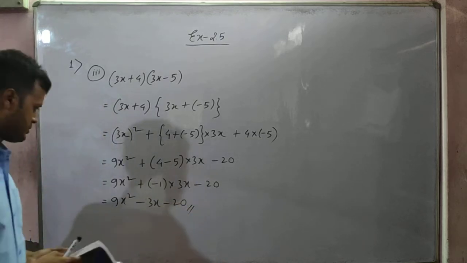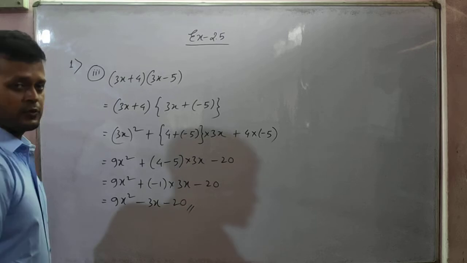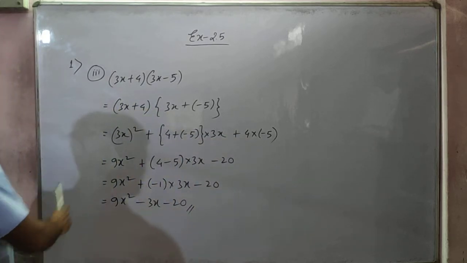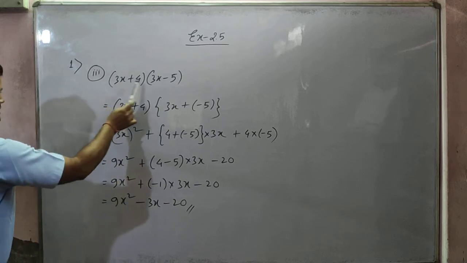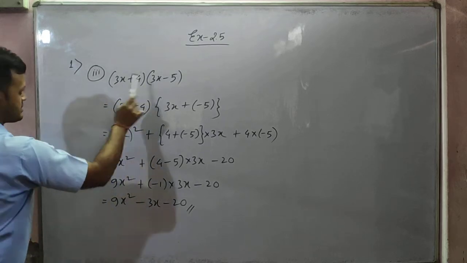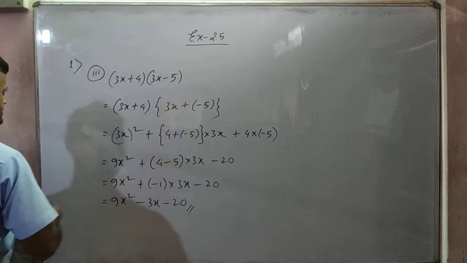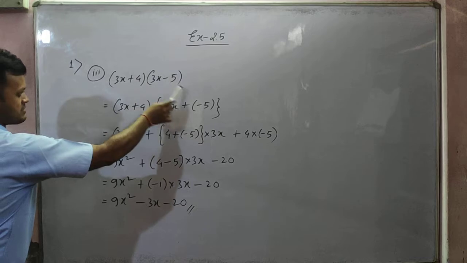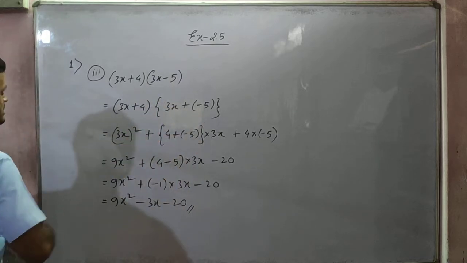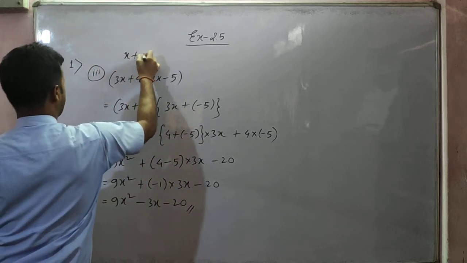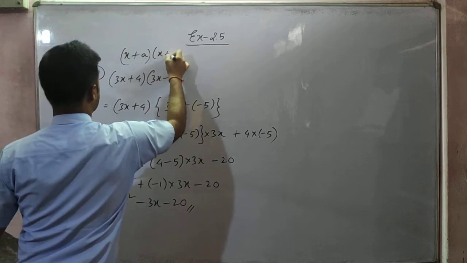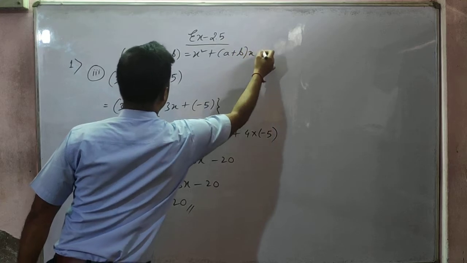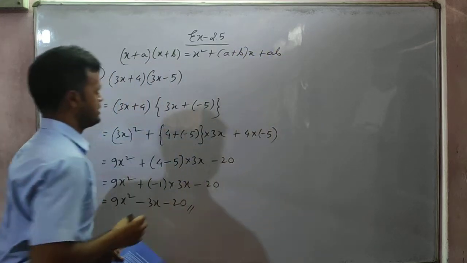Okay, so 3x plus 4 into 3x minus 5. I thought that I would write it this way: 3x and 3x is same here, and here 4 and here minus 5, isn't it? So I wrote here 3x plus 4 and 3x plus minus 5. I took in bracket, because I want to write this in this way: x plus a into x plus b is equal to x square plus (a plus b)x plus ab. Okay, this is the form.